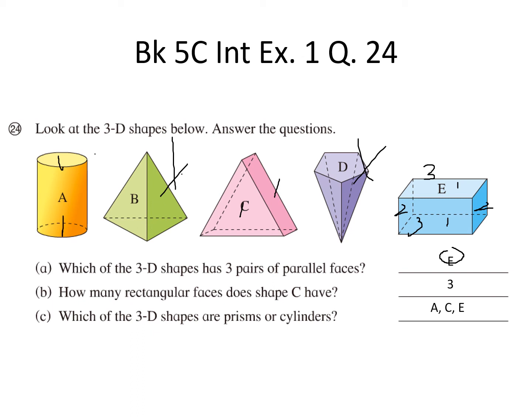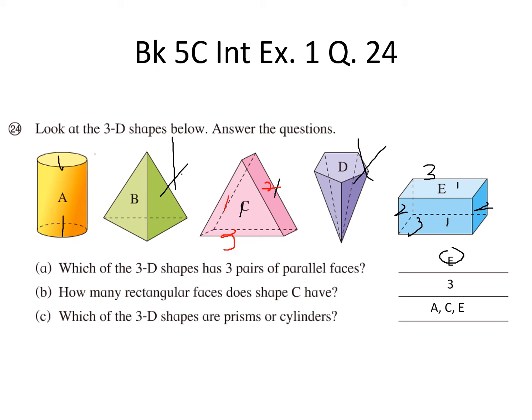Part B, how many rectangular faces does shape C have? So other than the 2 bases, the upper base and lower base, all the lateral faces are rectangular faces. So we have 1, 2, and 3. 3 rectangular faces in shape C.